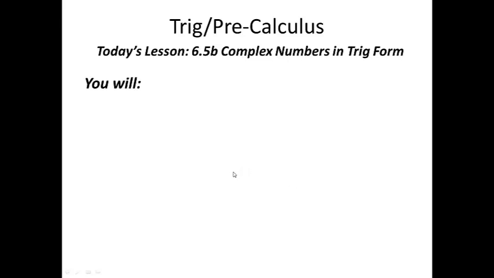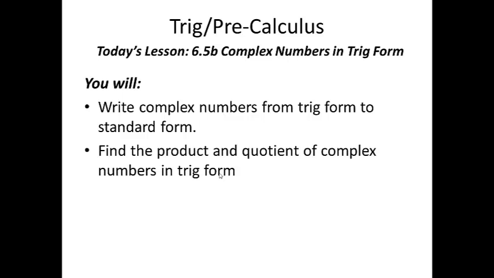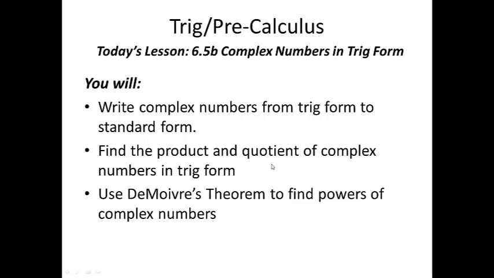Okay, this is your lesson on complex numbers in trig form. You'll write complex numbers in trig form to standard form, kind of the opposite of what you did today in class. Today you did standard form to trig form. And you're going to be able to find the product or the quotient of complex numbers in trig form. That means multiplying and dividing. And then we're going to use DeMoivre's Theorem to find powers of complex numbers. That's like raising to the second or the third or the fourth or to the 12th power.